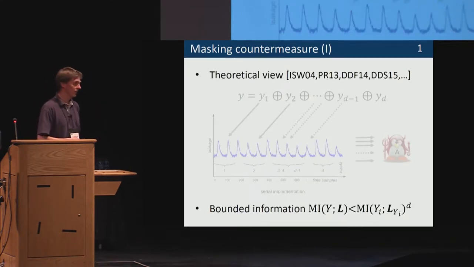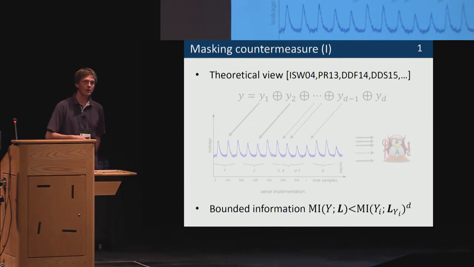And there has been a large body of theoretical work on this countermeasure, ranging from abstract to more concrete. And I would say the most concrete view on masking is that what ultimately we can do is to bound the mutual information between the sensitive variable Y and the full leakage vector by the mutual information between one share, Yi, and the corresponding leakage samples. And we raise this to the power D, and as a result, if this mutual information is smaller than one, we have a mechanism that allows us to amplify the amount of noise in the implementation exponentially.